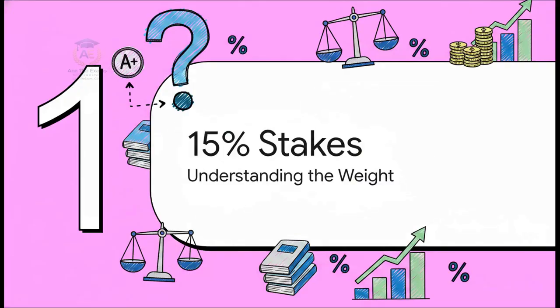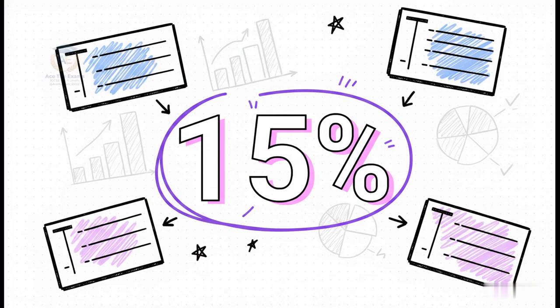Section 1. The 15% stakes, understanding the weight. 15%. That is roughly the massive percentage of total marks that ledger accounts command in Paper 2 of your Cambridge 9706 exam. This isn't just some minor subtopic you can afford to gloss over the night before. This is a foundational, structural pillar of your final grade. Leaving points on the table here is literally not an option if you are aiming for those top marks.